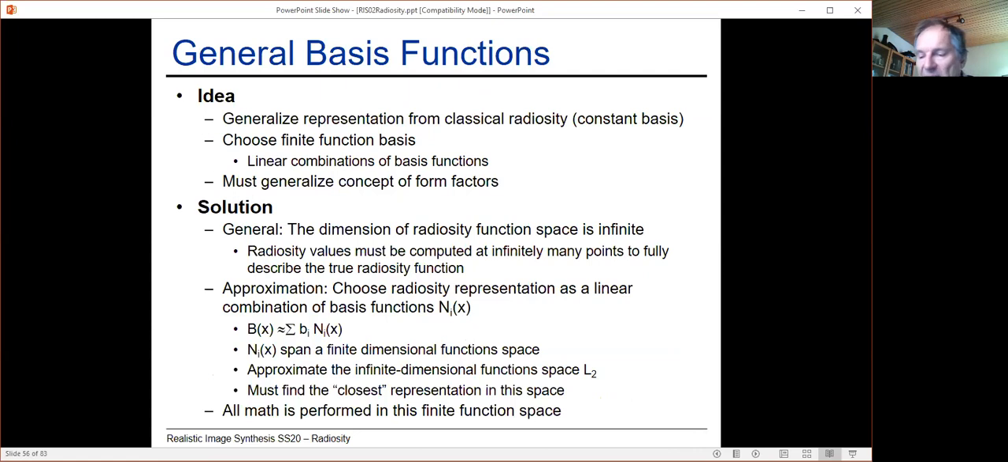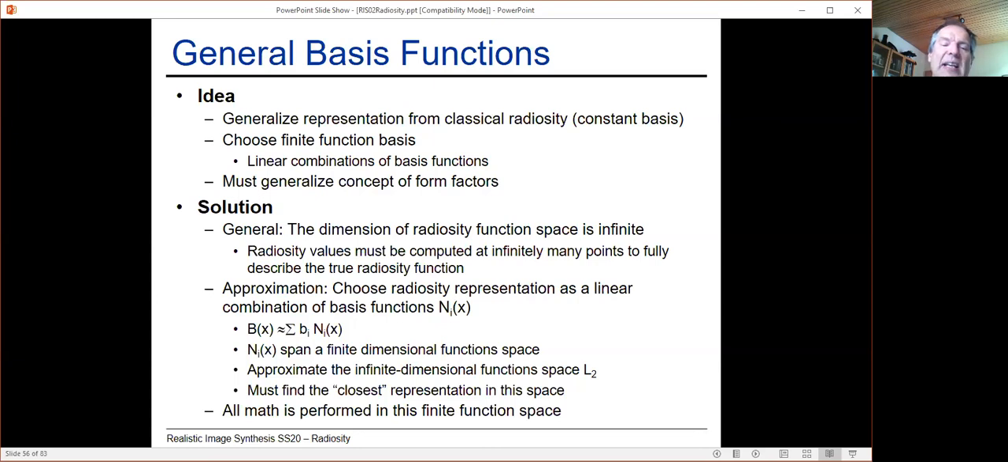So now towards the end, at least of this lecture, I would like to generalize a little bit the radiosity that I discussed so far. So far I assumed that the radiosity value is constant over a mesh element.